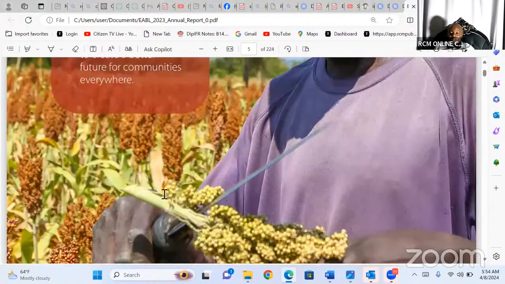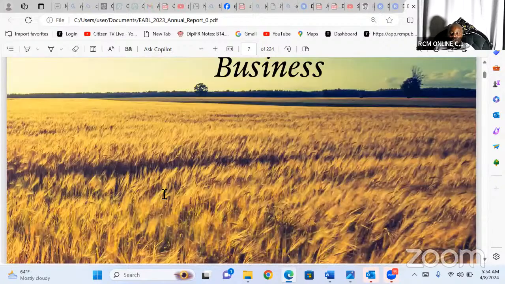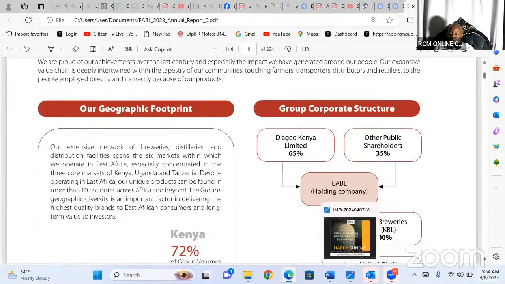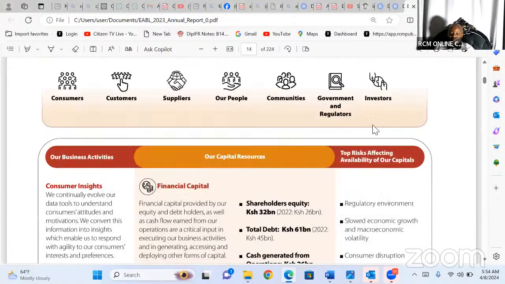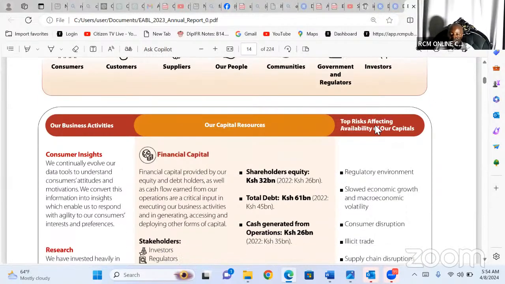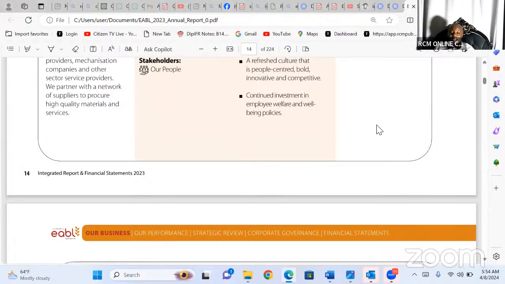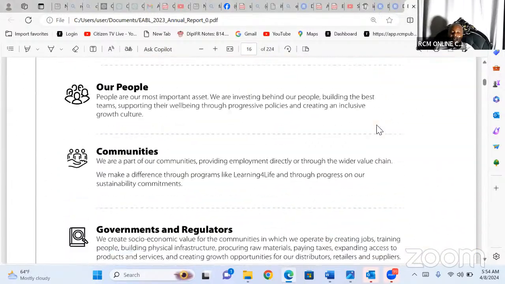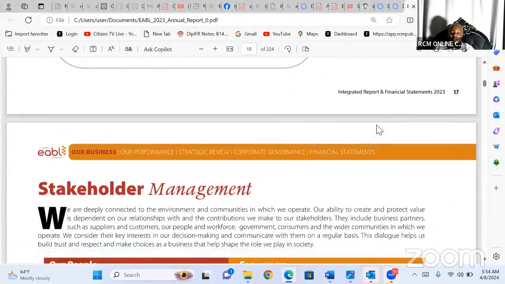Now, ladies and gentlemen, I would want us to simply go to page number 24 and see what is happening here. Are these pages showing? We're almost there.